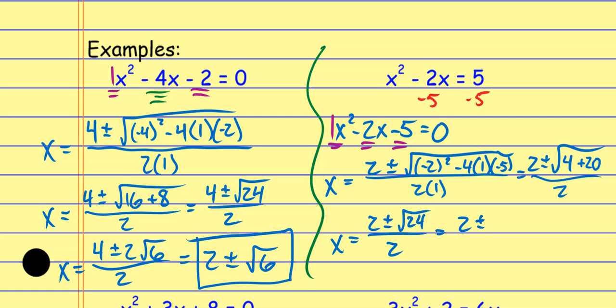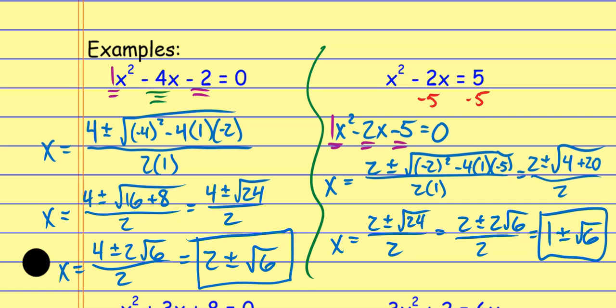So I continue to simplify. 2 root 6 over 2. And now once again, I can divide each of these by 2 using my distributive property. 2 divided by 2 is a 1. 2 root 6 divided by 2 is a root 6. Okay, so it's 1 plus or minus the square root of 6, and that's it. All right, it's all about simplification.